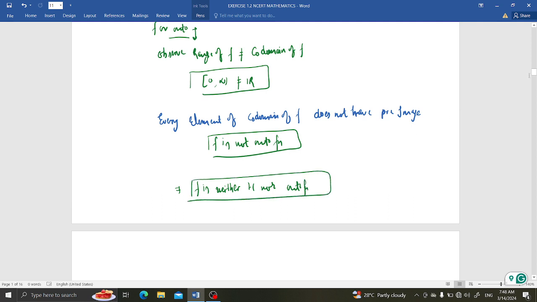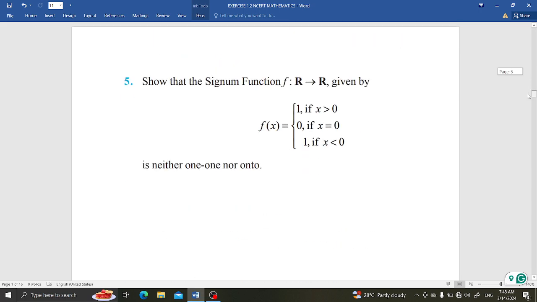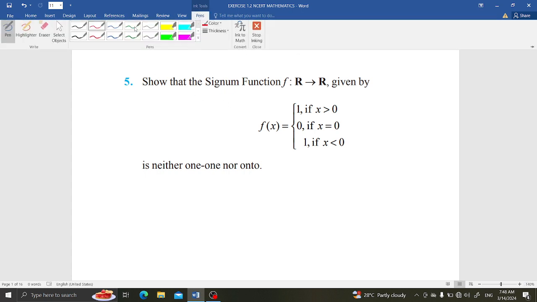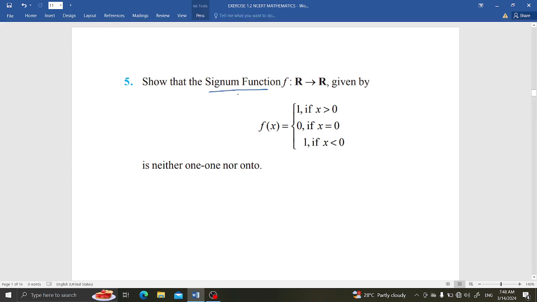Understand? Now the next question is our signum function. What is our signum function? Again we need to show that it is neither one-one nor onto. First was our greatest integer function, and the second was our modulus function. Both functions are neither one-one nor onto. And now again the signum function comes into the picture. The signum function is also neither one-one nor onto, and we need to prove it.